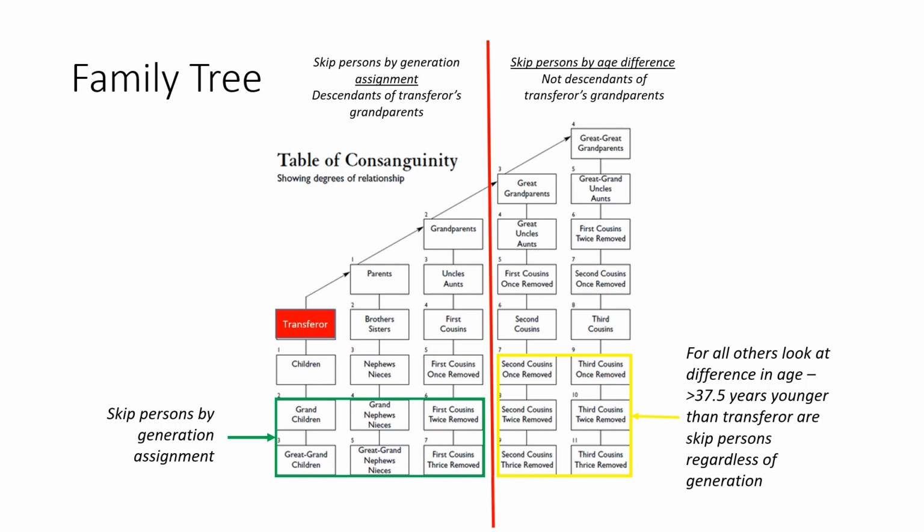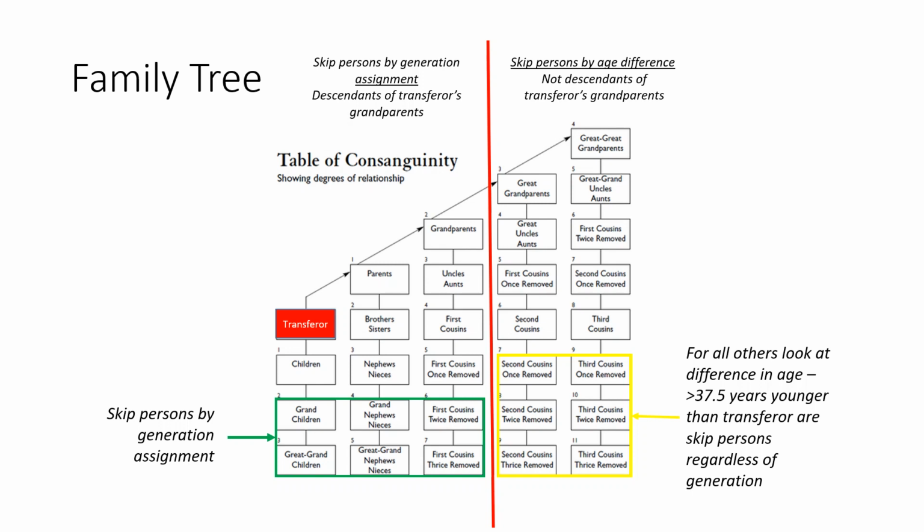So the visual may not be as easy to follow as you think, but we really take this table of consanguinity, which shows degrees of relationship, and we divide it in two. So down here on the far left, we have a red box. That's the transferor, who we've already defined. So looking across all these relationships, we have to figure out who would be a skip person. Now I've drawn a line where we get past grandparents, because on the left side of the red line, these are descendants of the grandparents, and in that part of this chart, all we care about is generation assignment.